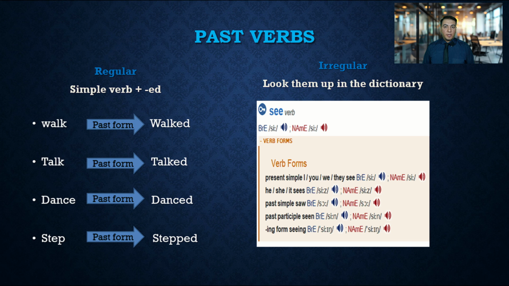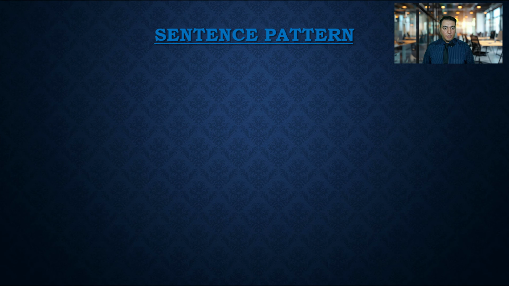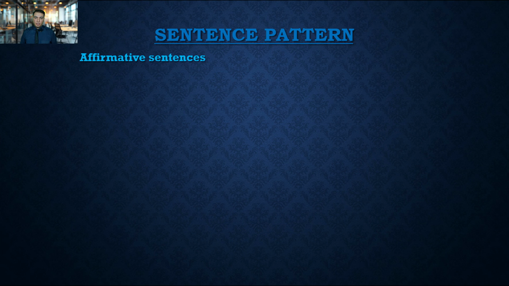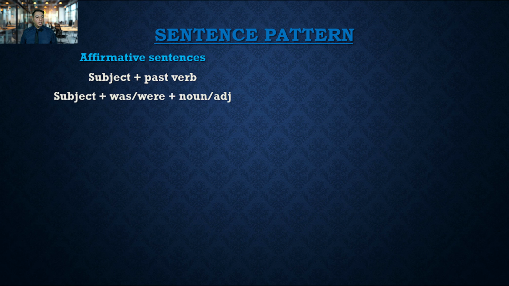Now let's learn how to make sentences with the simple past tense. The first group is affirmative sentences. We have 2 main patterns for affirmative sentences. The first one is subject plus past verb, and the next one is subject plus was or were plus noun or adjective. For example, I walked a long distance to school yesterday.